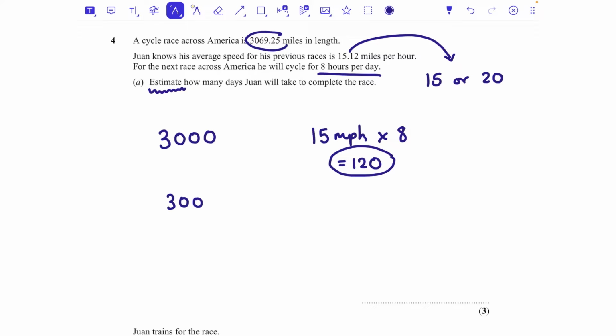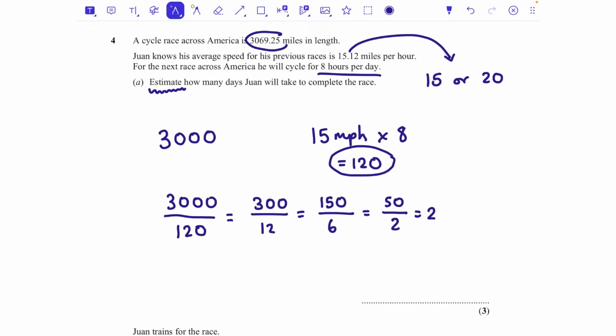We're then going to divide 3,000 by that value, so 120. Now, when I do a division and I don't quite like the question, or it's got quite big numbers, I like to write it as a fraction, and then I just keep simplifying that fraction. Dividing them both by 10 gives 300 over 12. I'm going to half that on the top and the bottom to keep it equivalent: 150 over 6. They're both in the 3 times table, so 50 over 2. And then I know that that is 25. So I'm going to estimate that it would take him 25 days to complete the race.